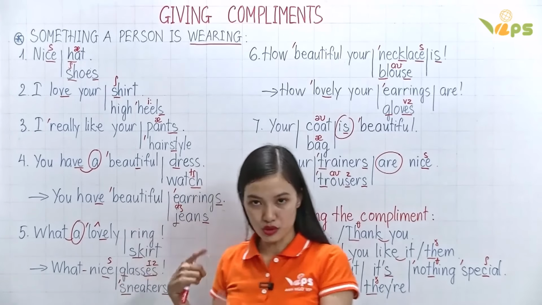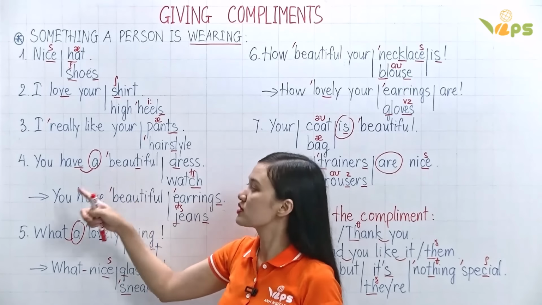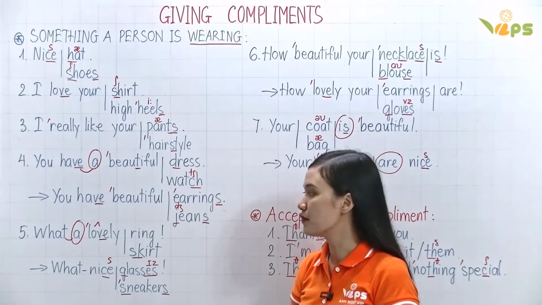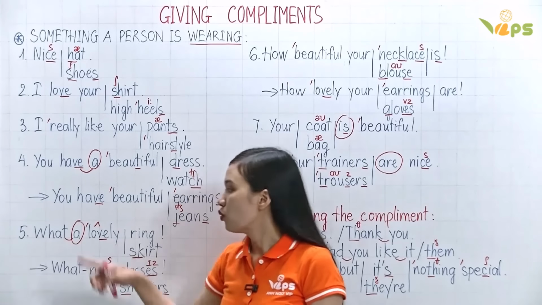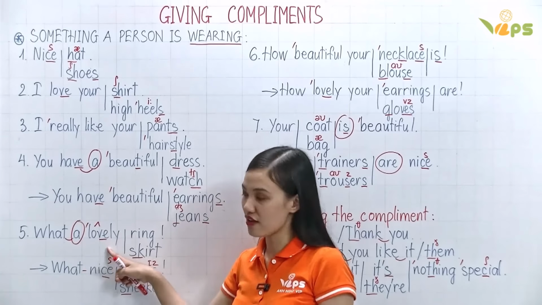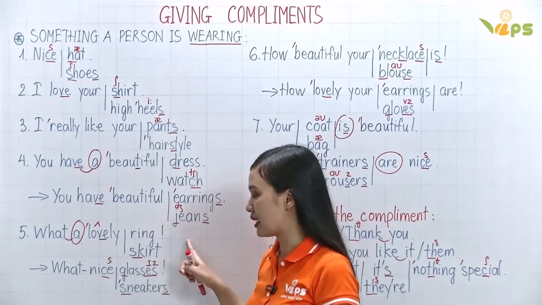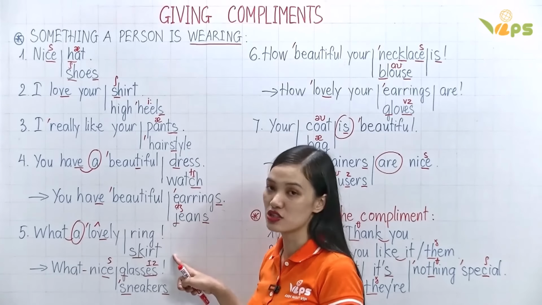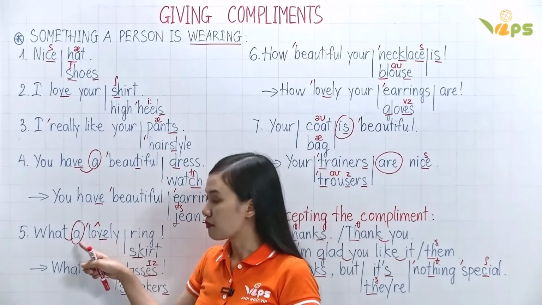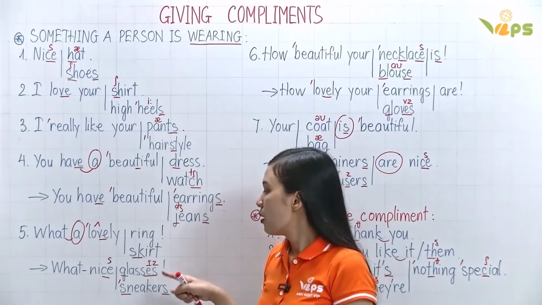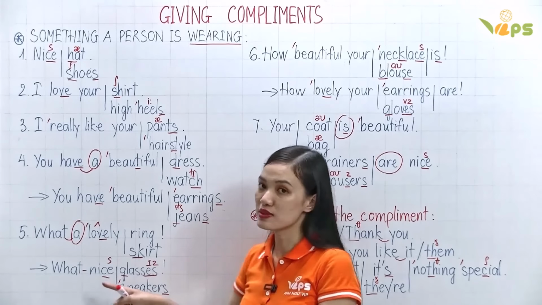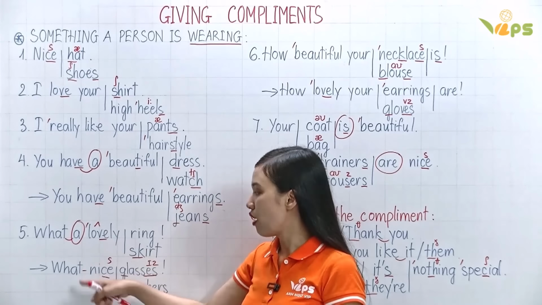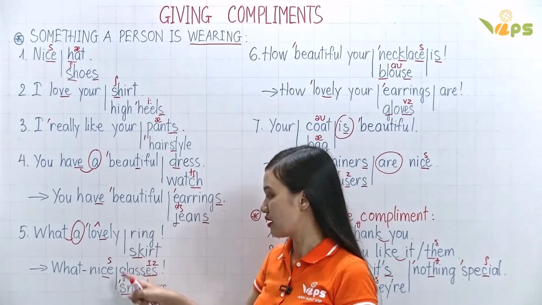Or for plural nouns, we don't use a anymore. We just say, you have beautiful earrings. You have beautiful jeans, okay? 5, what a, and then an adjective, and then a noun. You have a lovely ring. You have a beautiful ring. You have a lovely skirt. With singular nouns, but with plural nouns, we don't use a. We just say what, and then adjective, and then noun. What nice glasses, what nice sneakers.